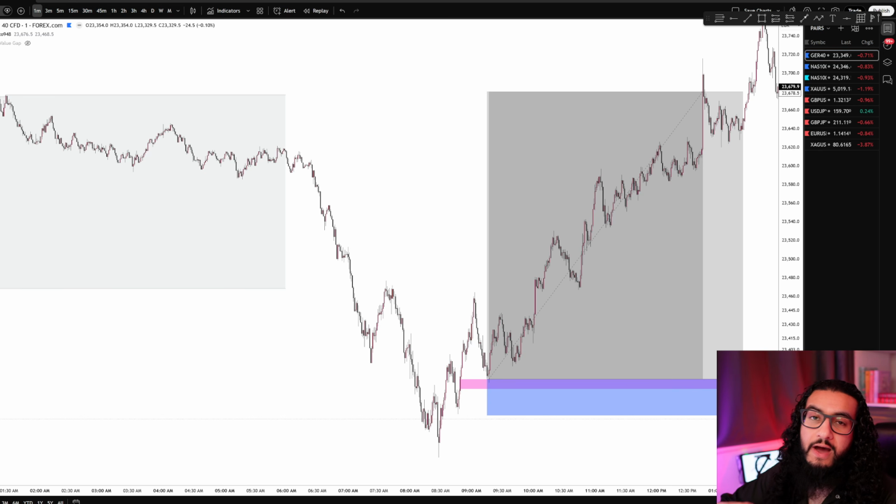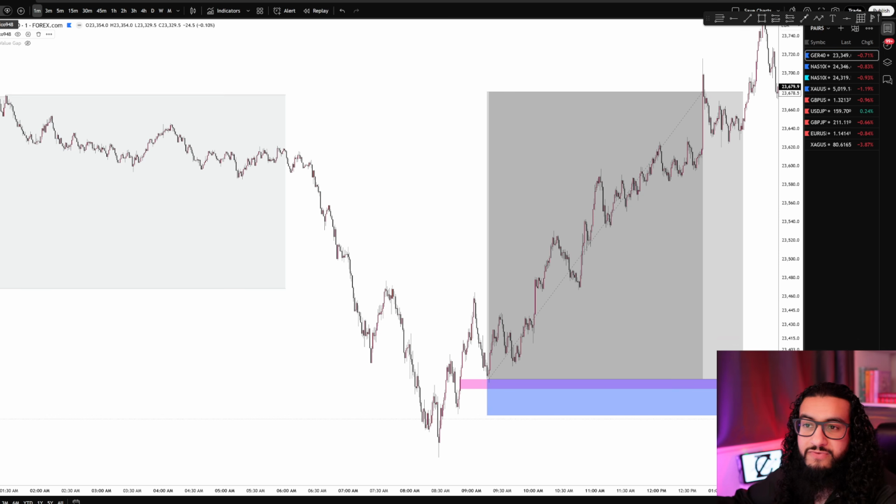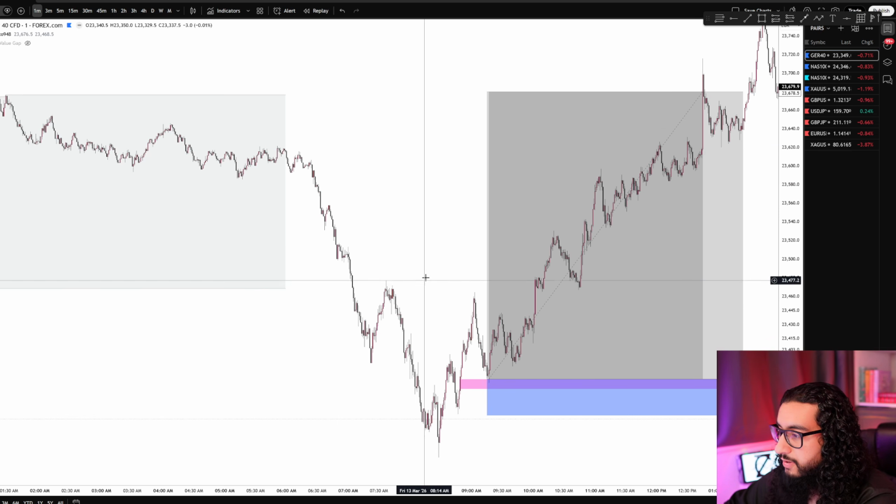I'm going to be showing you how to catch a 1 to 8 risk to reward trade just by using the 1 minute time frame. So over here what we have is German 40. Now that is DAX, Germany 40, German 40, German 30, DE 30, DE 40. It's all the same thing. So this is the 1 minute time frame, okay?